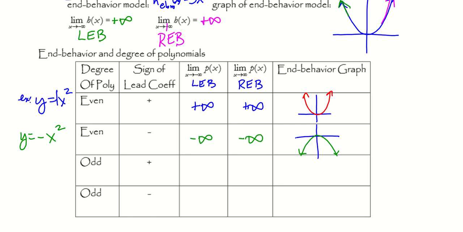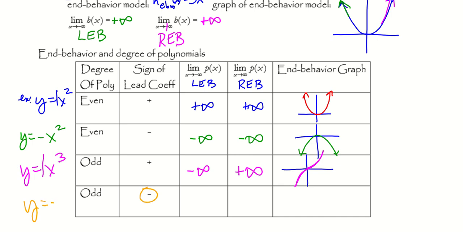Now, if we have an odd degree polynomial like y equals x cubed with a positive leading coefficient, that's like having a positive 1 there, then the graph of an odd power function with a positive coefficient will have our little S-shaped curve here. Its left end behavior is going to be negative infinity because it's going down, and on the right it's going up, so that limit is positive infinity. If we have a negative leading coefficient, something like y equals negative x cubed, then our graph is going to flip over the x-axis.